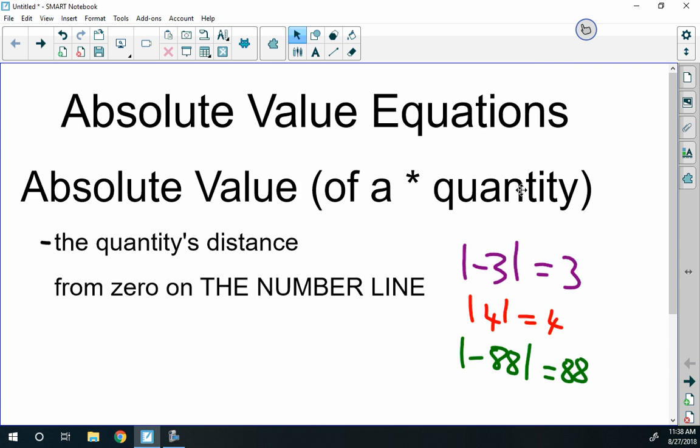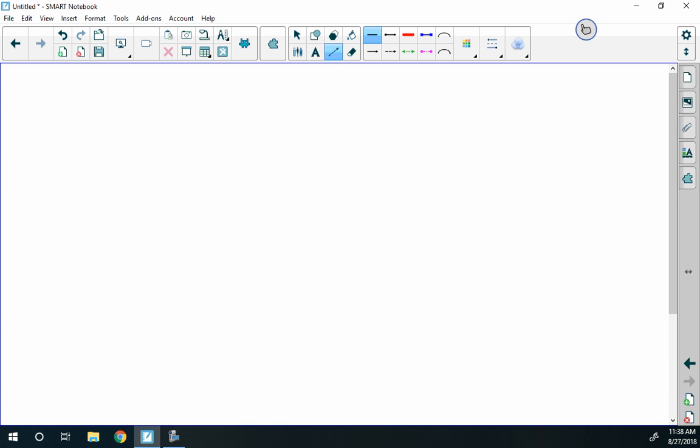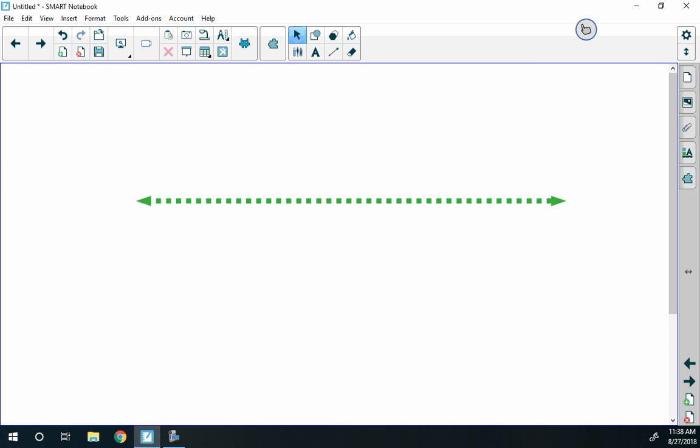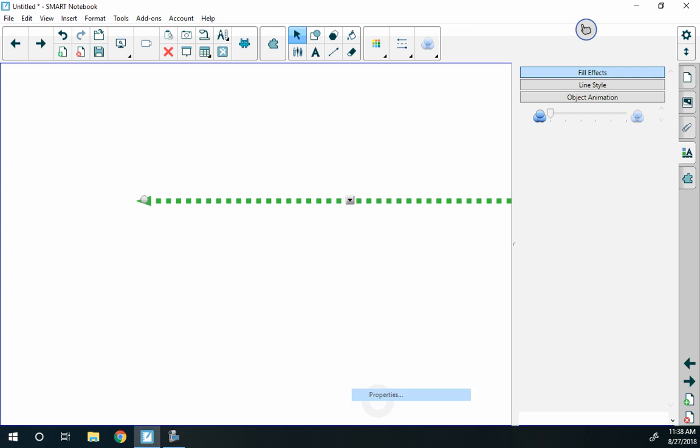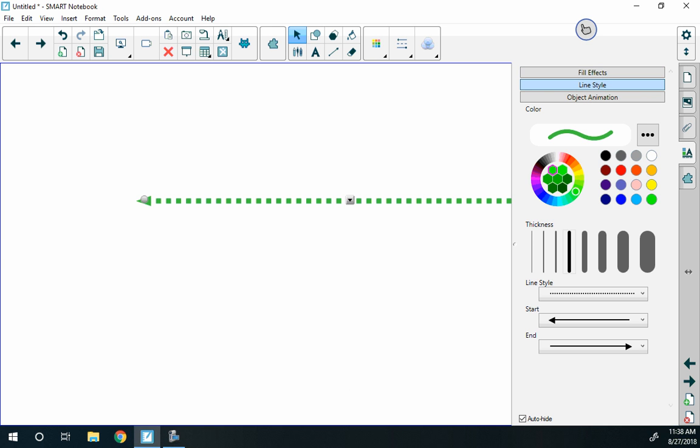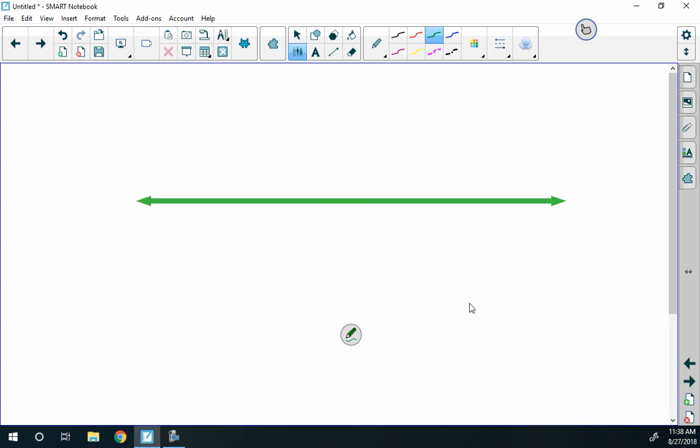Now, if you've forgotten what a number line looks like, I'll refresh your memory. Number line, I need a line. Here we go. It doesn't have to be dotted. Maybe that line could be solid. Let's go ahead and see if I can get that going. Here we go. Okay. So the number line, what's on the number line? Well, we know zero's on it. We know one's on it. We know -1's on it.